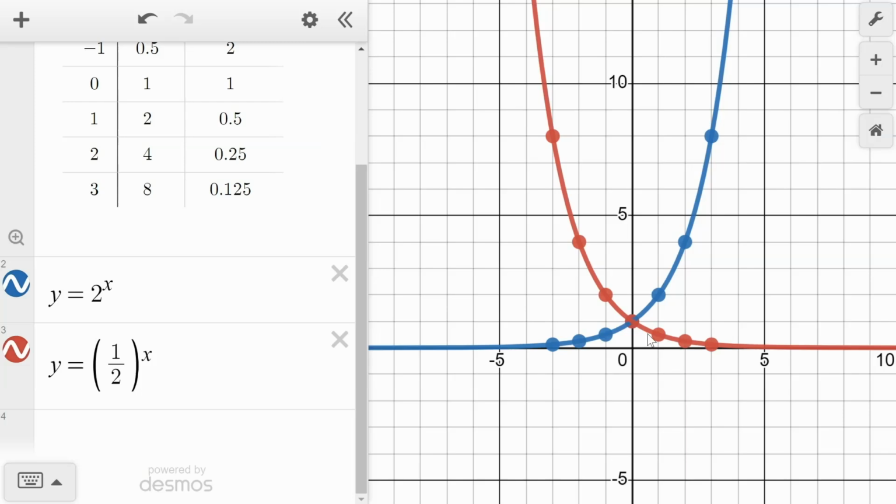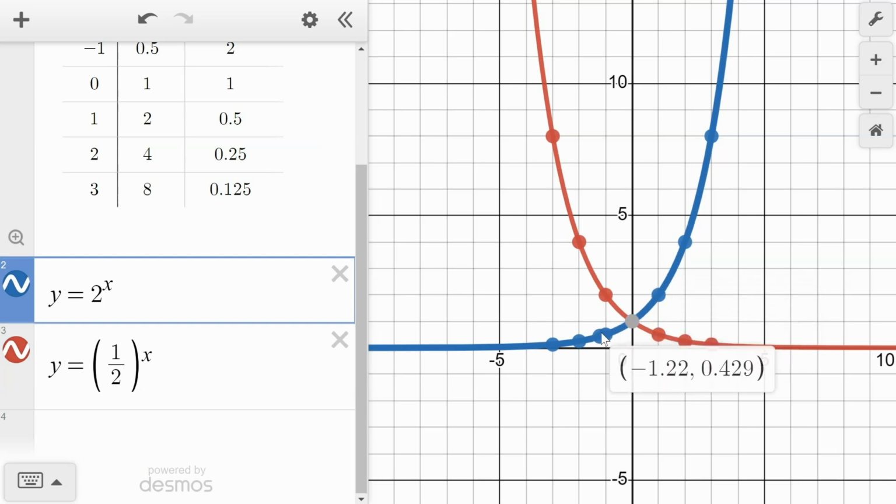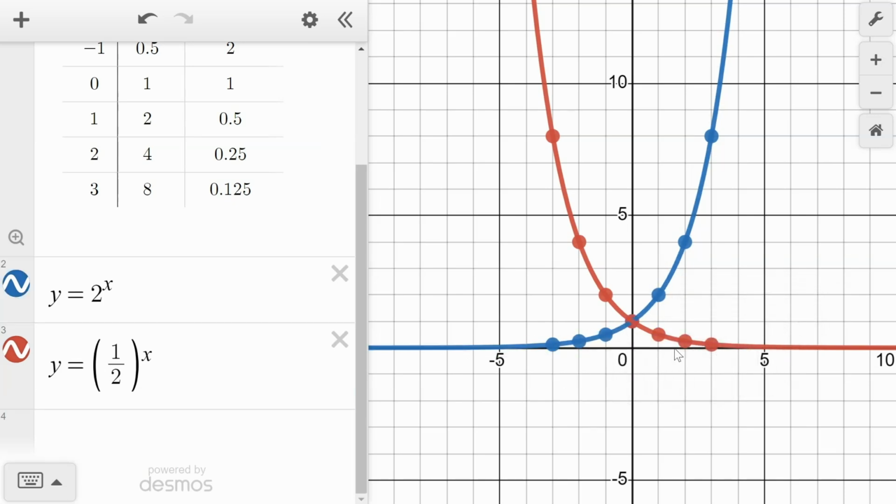Now this behavior where a curve gets closer and closer to a line, for both of these graphs, this curve gets closer and closer to the x-axis, or in other words, what you call the line y equals 0. The line y equals 0 is called an asymptote for this graph. An asymptote is a line that a graph gets closer and closer to, but doesn't ever actually become that value.